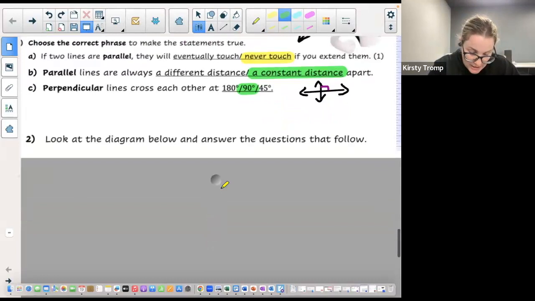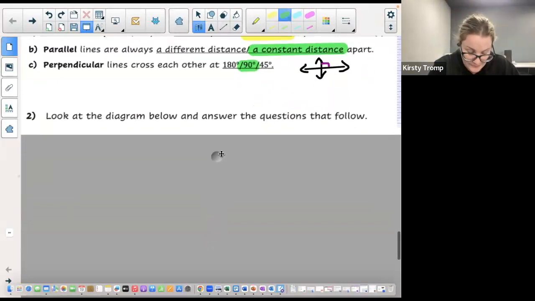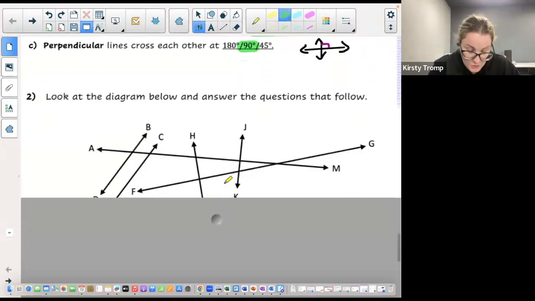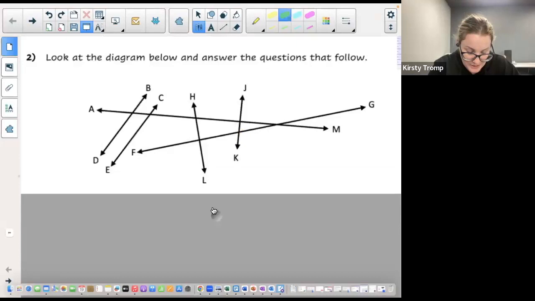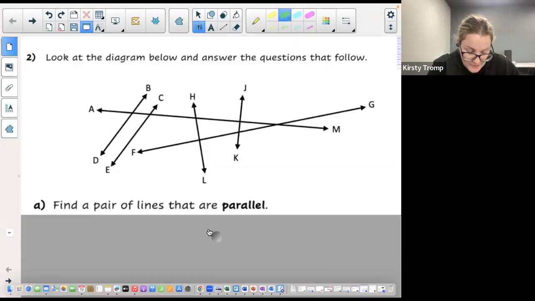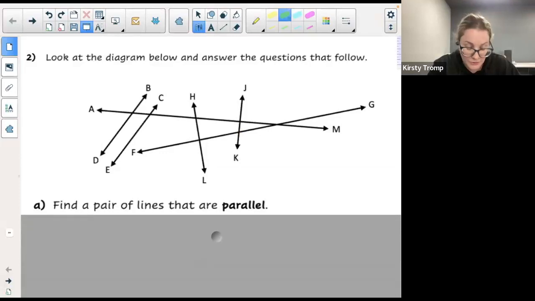So we are now going to look at the diagram below and answer the questions that follow. Oh my goodness, it's another one of these ones that have all these lines all over the place. Let's go have a look. So, A, have a look at it first.